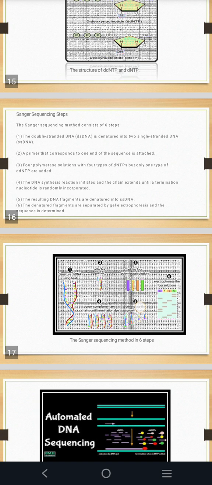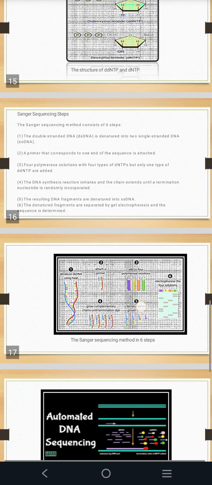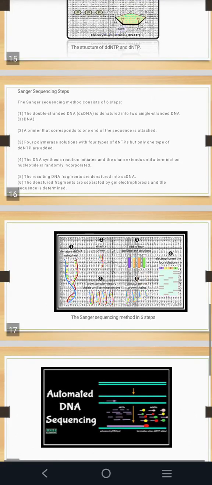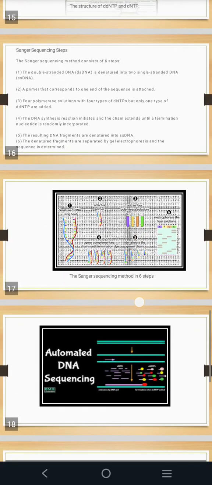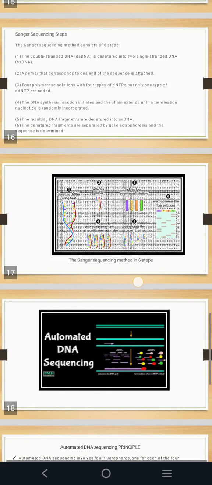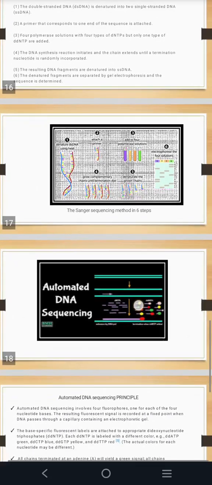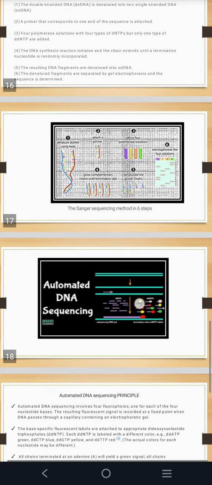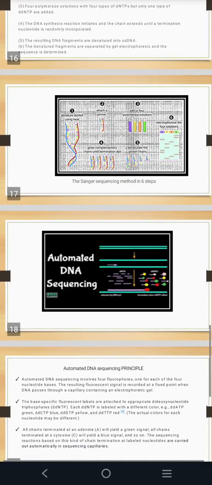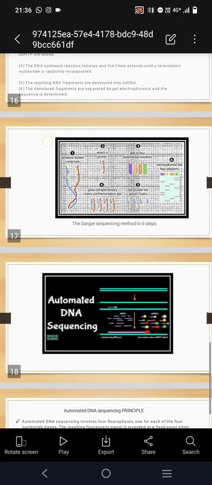The first step is that the double-stranded DNA is denatured into two single-stranded DNAs. Then the primer that corresponds to one end of the sequence gets attached. Then the polymerase solution is added, then the dNTPs are added. Then the DNA synthesis reaction initiates and the chain extends until a terminating nucleotide is randomly incorporated. The resulting DNA fragments are denatured into single-stranded DNA. The denatured fragments are separated by gel electrophoresis, and the sequence can be determined. These are the steps.